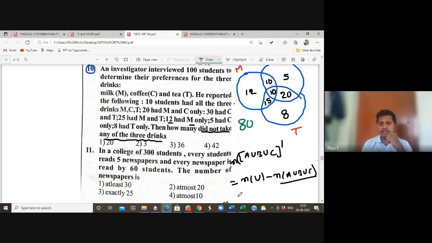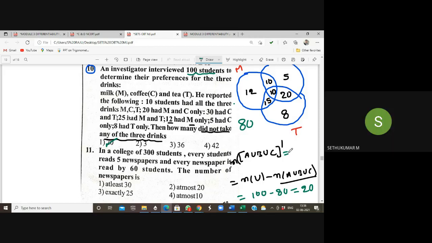Okay, it is 80, but how many students in total? 100. 100 minus 80. The universal set means, for example, in class 11 there are 100 students. In that, some students take tea, someone takes coffee, milk. So the number of students who do not take any of the three drinks is 20. Absolutely right.